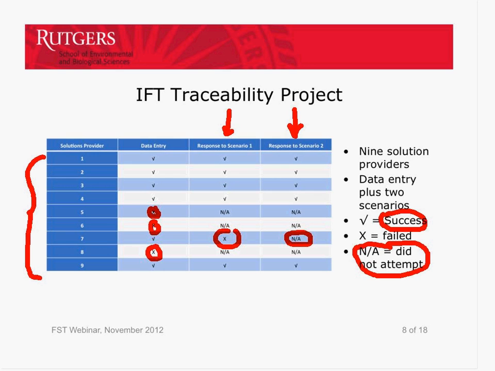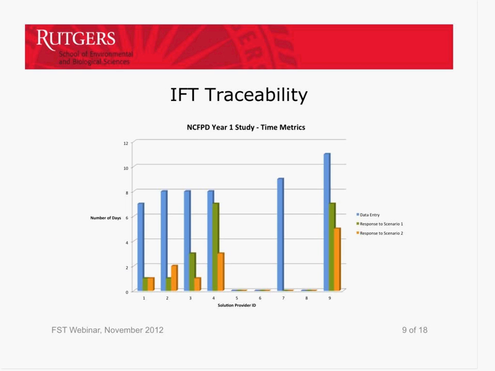I guess the good news coming out of all of this is that after 9 companies started out, at the end of the project there were 5 companies that were able to successfully complete the 2 different scenarios. So that, I think, is a little bit of good news. Unfortunately, in the bad news department, again, we're still talking about the IFT Traceability project here. Tace has indicated the number of days that it took for a company to respond to the data entry itself. And so again, even the data entry was very time consuming for companies, and then responding to the scenarios.